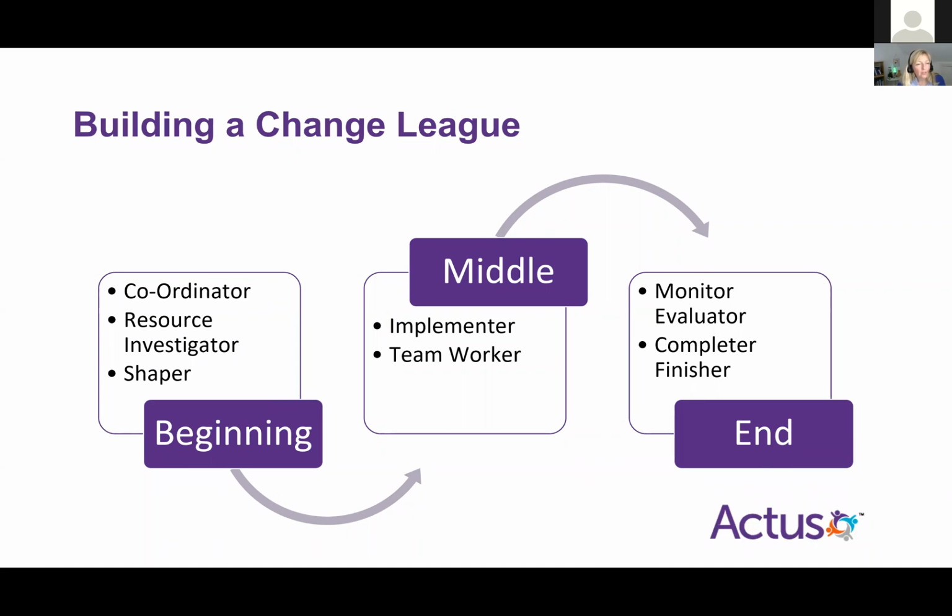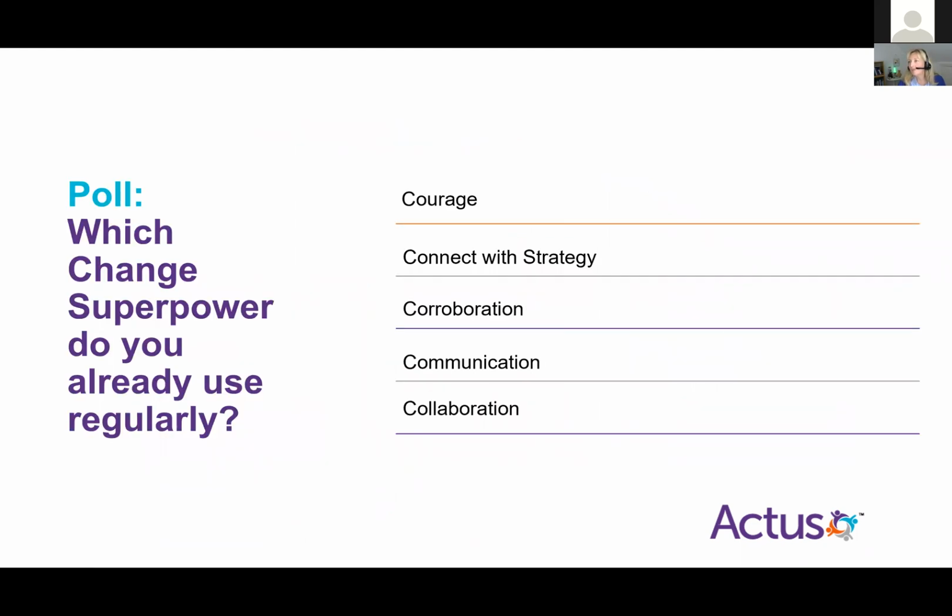Which is your strongest is what I'm going to ask you in a moment, and which one do you think you would like to develop? So which superpower do you already use regularly? Would you give yourself the credit for being the strongest? And after that, we'll see what you think you're next up, and then we'll see which one you would want to develop.